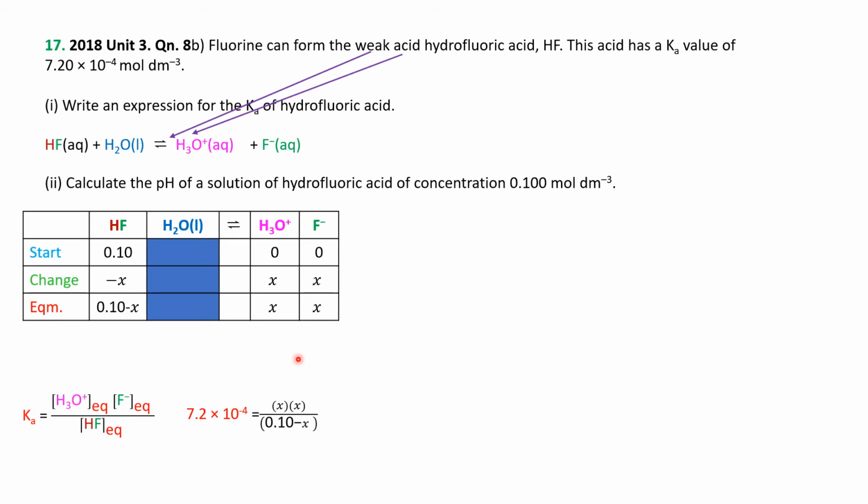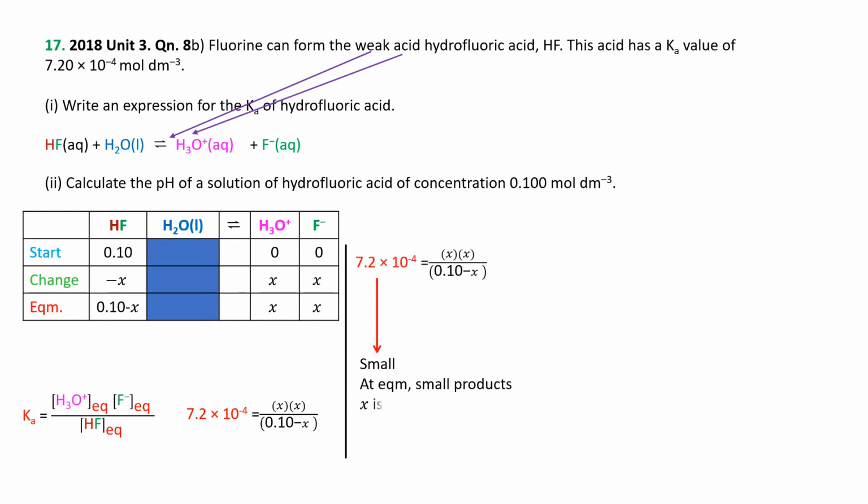over 0.1 minus X. Now, if you are doing this the A-level way, you wouldn't even worry about the X there. You would have just said that X is going to be the square root of 0.1 times 7.2 times 10 to the minus 4. And to get to that 0.1, you would have had to ignore this minus x. You would have said this is small enough that at equilibrium there's not very many products, so x is small, so 0.1 minus x is about 0.1. Doing that, you get x is 8.48 times 10 to the minus 3.